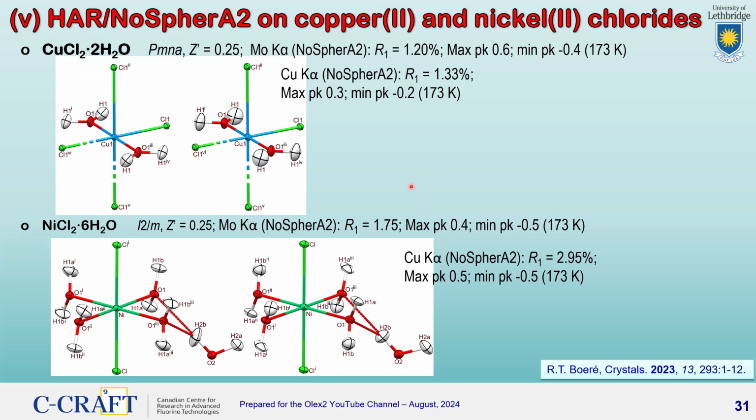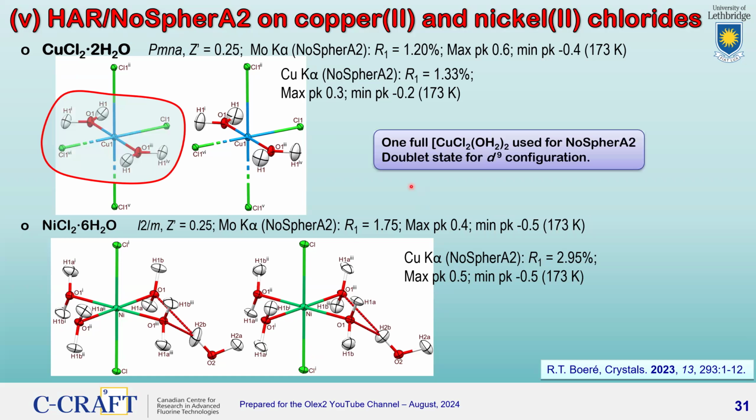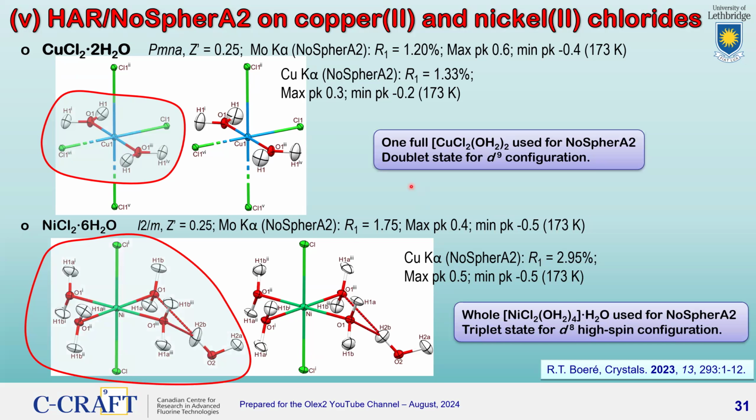Again, we could compare this to neutron data. The entities calculated in the copper state turned out to be the equatorial plane, ignoring the Jahn-Teller distorted lengthened chloride systems, and so a doublet for a single d9 configuration. For the nickel case, we had to calculate the whole entity and one of the waters, which is shared in a 2-to-1 ratio between these molecules.